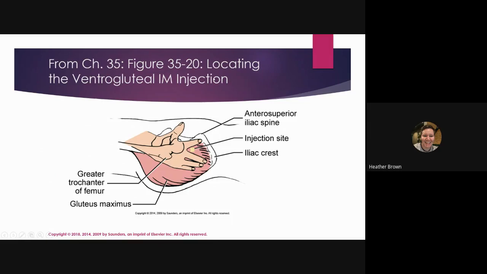Next, here we talked about those two landmark sites, which was the greater trochanter and the anterior iliac spine. So here you see the nurse putting her palm over that greater trochanter, and then you see her going for that anterior iliac spine with her index finger. So those are the two main markers that she's feeling for when preparing to give a ventrogluteal IM injection.